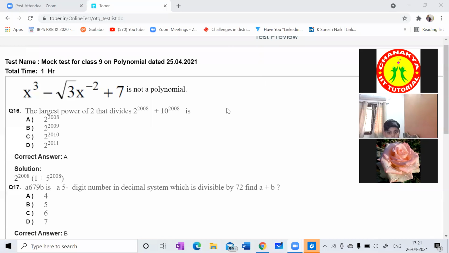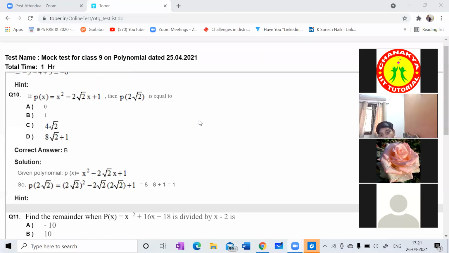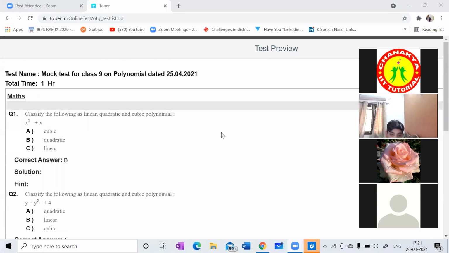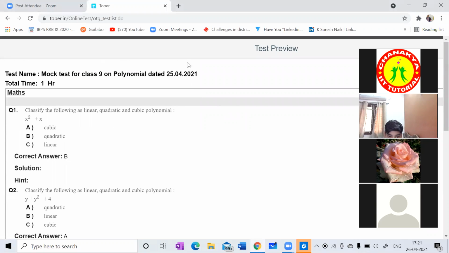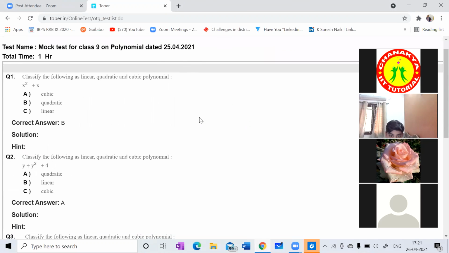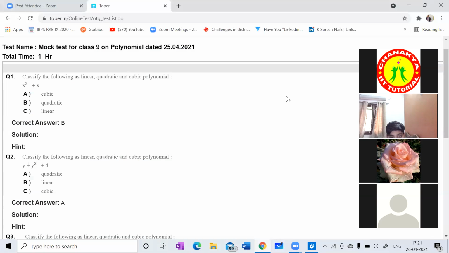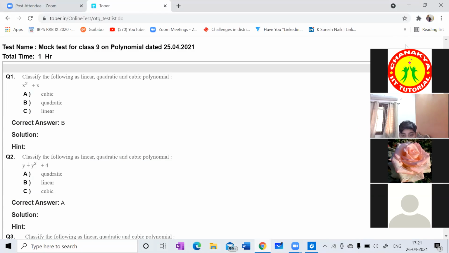Can you see the screen here clearly? Yes, sir. Look at this here. We'll try to write the questions here. What's the first question given? Classify the following as linear, quadratic, and cubic polynomial. No one should talk. Please don't talk.